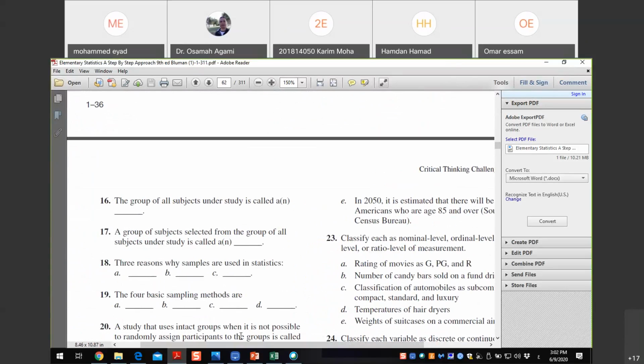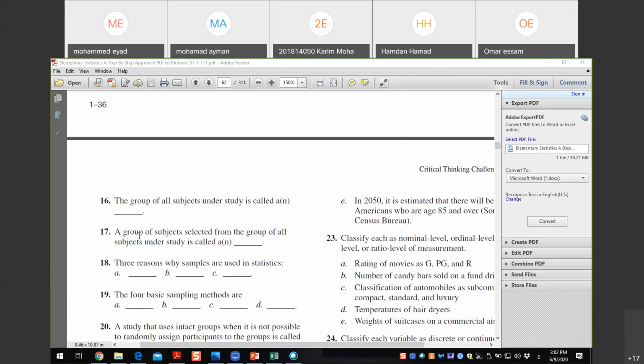Number 16. The group of all subjects under study is called a what? Variable. The group of all subjects under study is called variables. Yes, if you have one variable, you just have A. If you have variables, you just get rid of the A, because A is the first as a singular, right? Thank you very much. Abdulaziz?